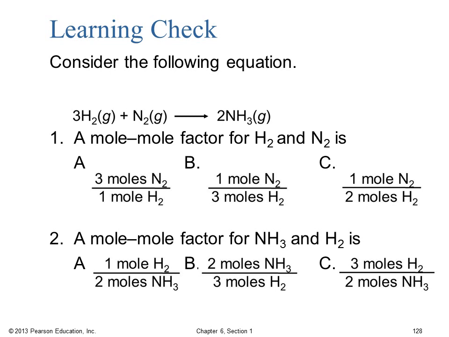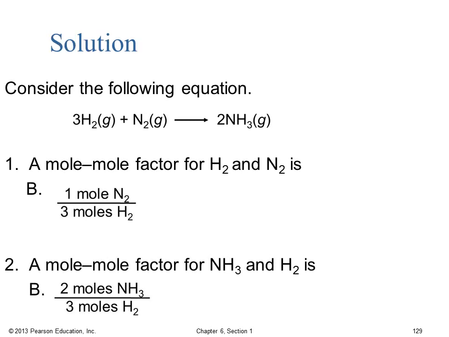Next one is asking us a mole ratio for NH3 and H2. So here we have the numbers 3 and 2. That means that if we have 3 moles of hydrogen, we are going to make 2 moles of ammonia. Or if we are going to make 2 moles of ammonia, we require 3 moles of hydrogen. And so our answer is going to be choice B and C are both correct. I guess in this one they left off C, but B and C said the same thing, if I recall.